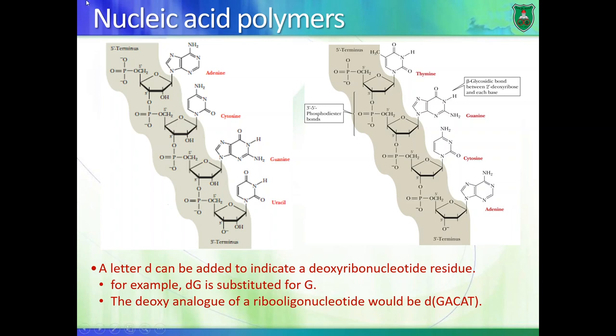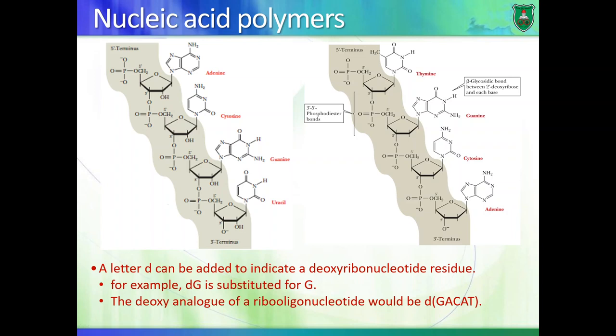Now, notice here to the left, we have a polymer. Is it DNA or RNA? Well, if you look closely, there are two things that can help you out. The first thing is that you look at the sugar. Is it a ribose sugar or is it a deoxyribose sugar? Well, in this case, it is a ribose. So that's an RNA molecule.